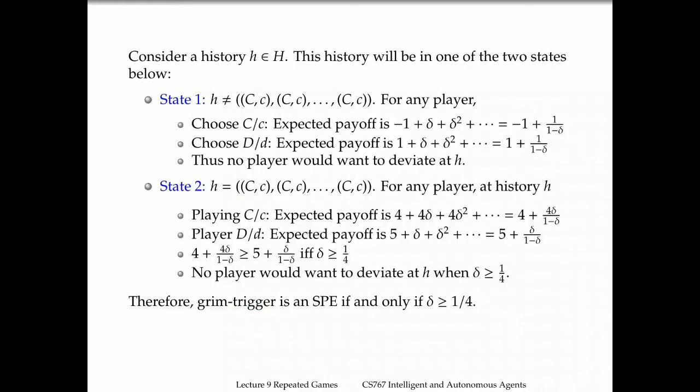Right. So now we actually apply this one-stage deviation, and we want to decide whether CC is in fact an SPE. Now we consider a history, just an arbitrary history in this game. This history will be in one of the two possible states. The first state is the happy state. The second state is the unhappy state. It's the grudge state, where the history is not CC. So in this case, we have already seen some player betray the other player along the path of the history.